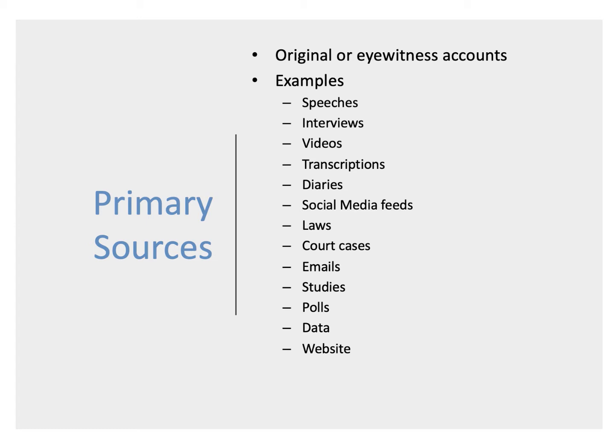So when scholars say primary source, what they mean is an original or eyewitness account. Typically, this is some sort of source like a historical document, a work of art, a novel, a transcript, a diary, a journal entry. But sometimes the line is a little bit blurred between what a primary source is and what a secondary source is.